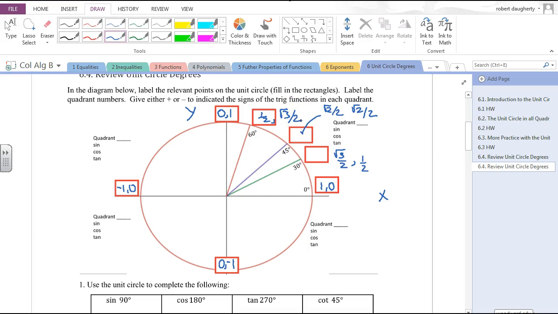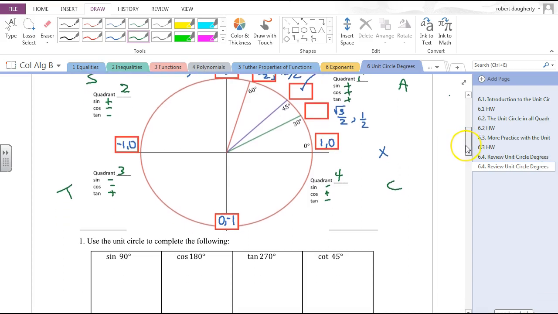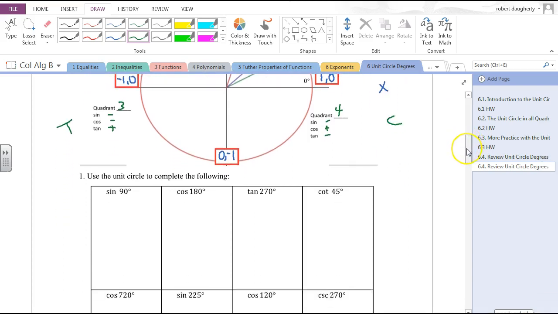The other thing would be the plus or minus signs. So remember we had "All Students Take Calculus." In quadrant 1, all the functions are positive. In quadrant 2, only the sine is positive. In quadrant 3, only the tangent is positive. In quadrant 4, only the cosine is positive. So those are the plus or minus signs for all the quadrants. You need to be able to do this correctly, because this is the blueprint for doing everything else on this quiz.